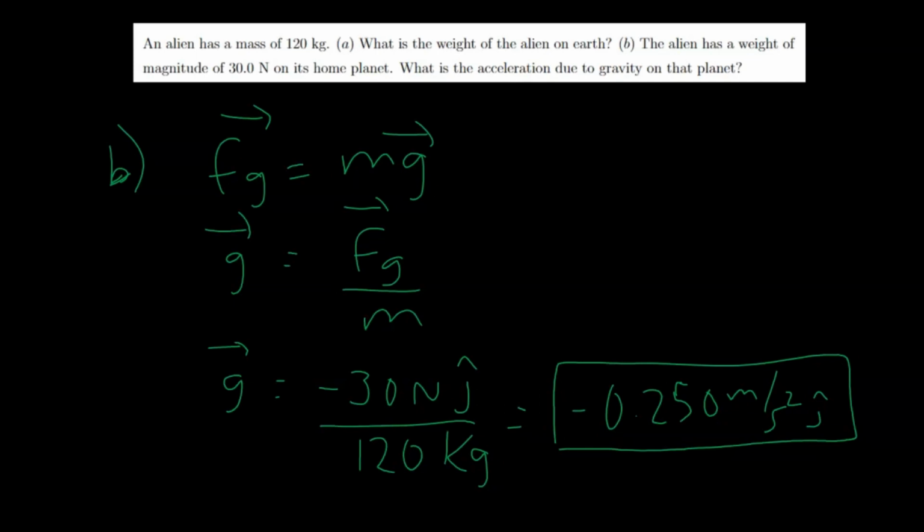So we have negative 30 newtons j hat, and then we're dividing that by the mass, which is 120 kilograms. So our local acceleration due to gravity on the alien's home planet would be negative 0.250 meters per second squared j hat. So that's a fundamental problem, which is relatively basic, that involves the force of gravity, but it's very important that you grasp this. Right, let's move right along.